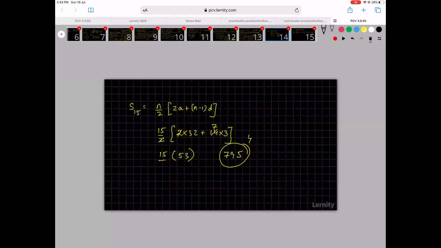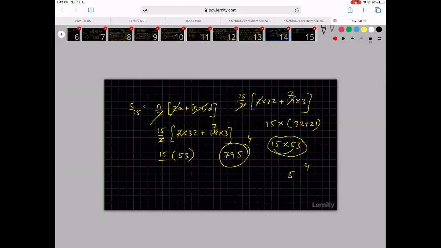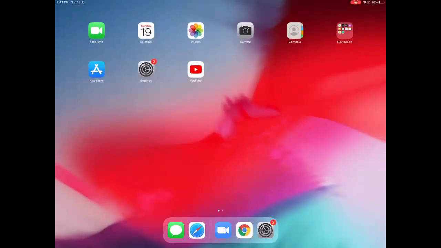So if I remove a 2 here, I have to remove a 2 on the other side also. So it is 15 by 2 into 2 into 32 plus 14 into 3. Now the 2 I am removing here, I have to remove here also. So it is 15 into 32 plus 21. So that is 15 into 53. So 15 into 53 is what I have written. It is not what you all are saying. 15 into 3 is 45, 5 carry over 4. 15 into 5 is 75 plus 4 is 79. So there is nothing wrong in what I have done. Please check.